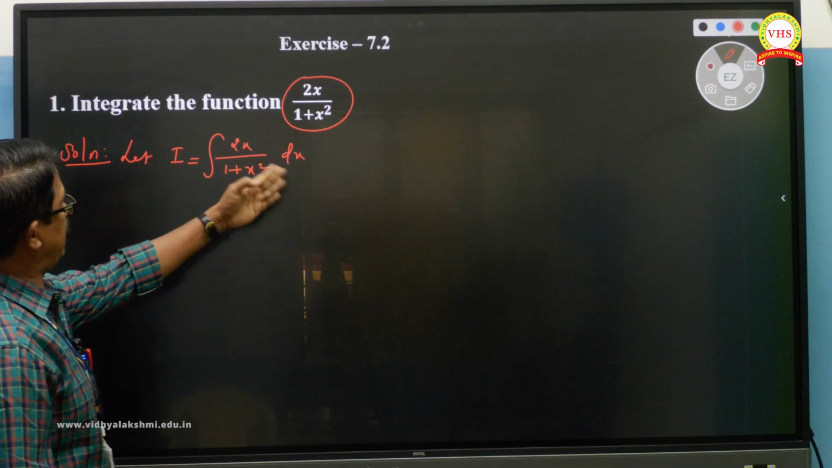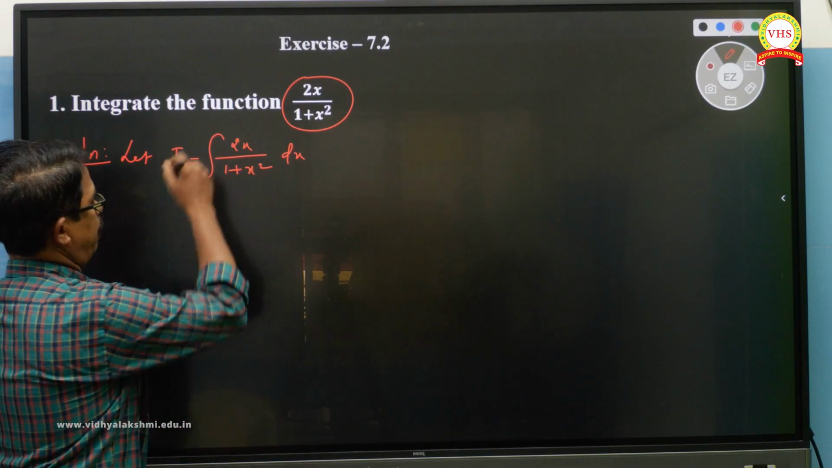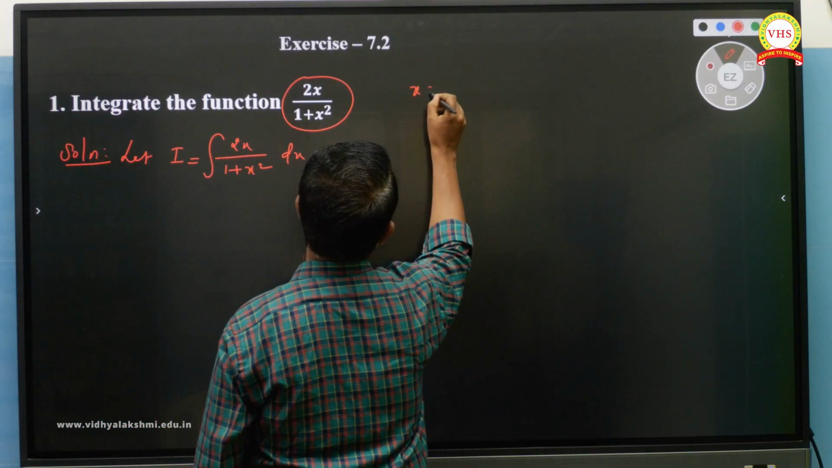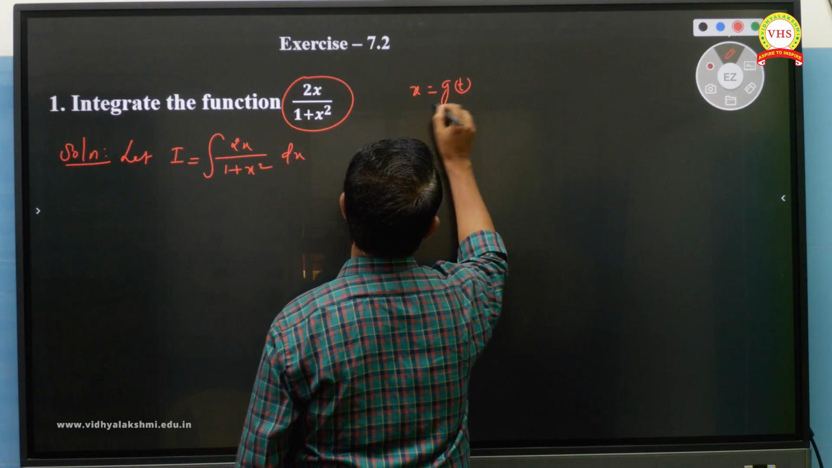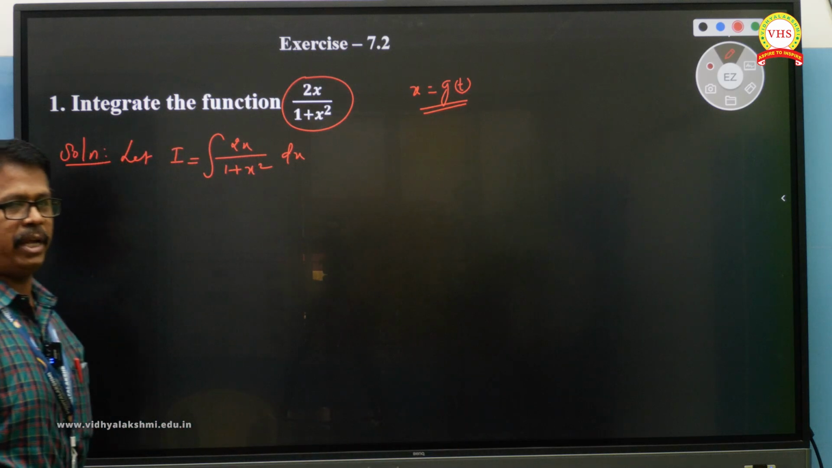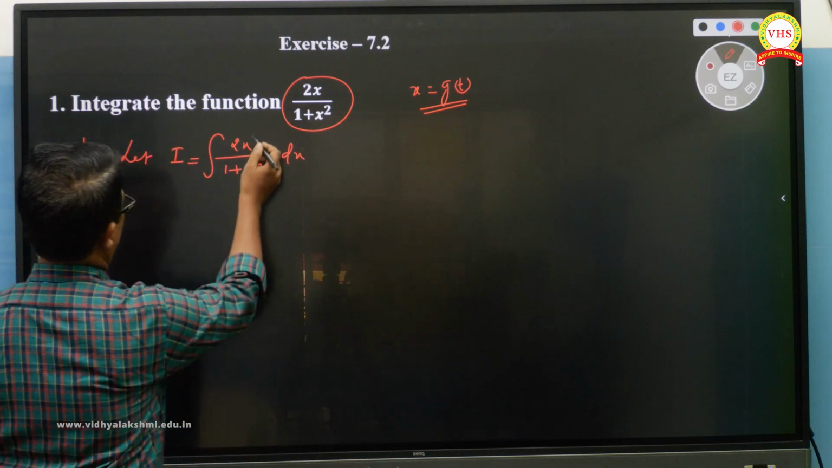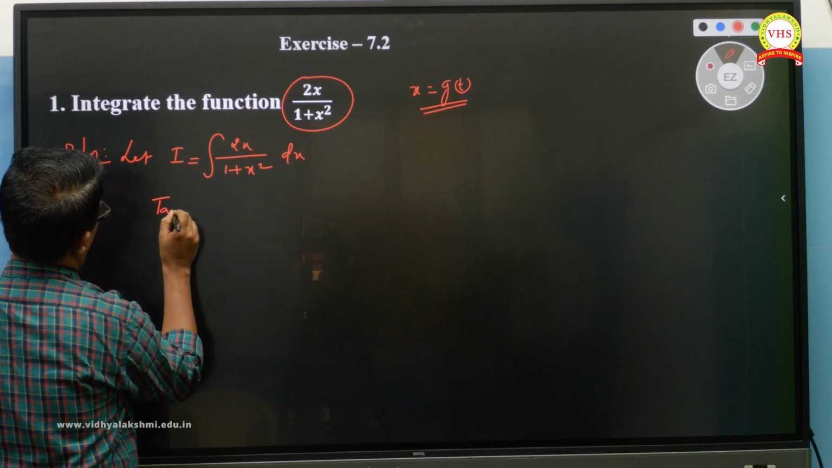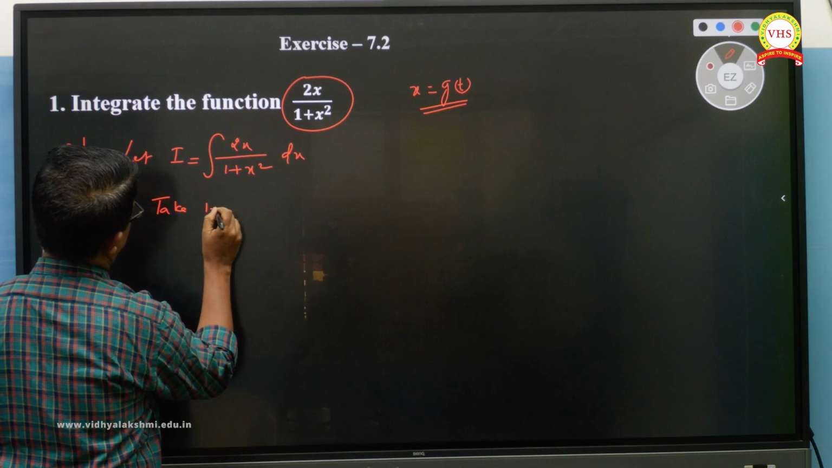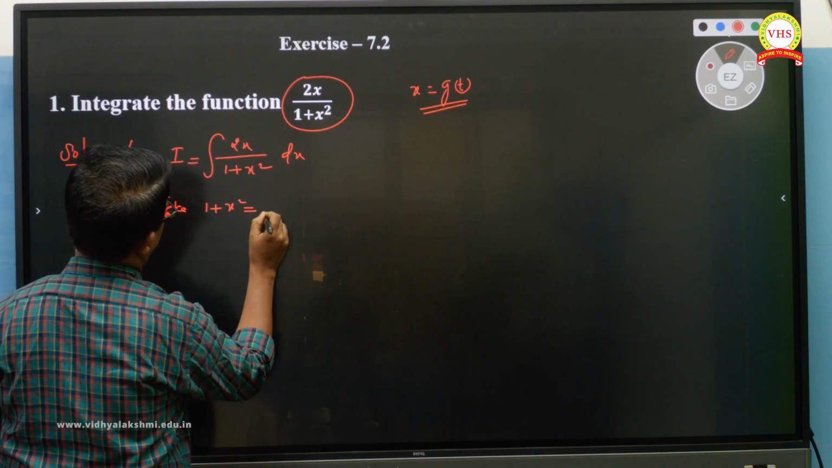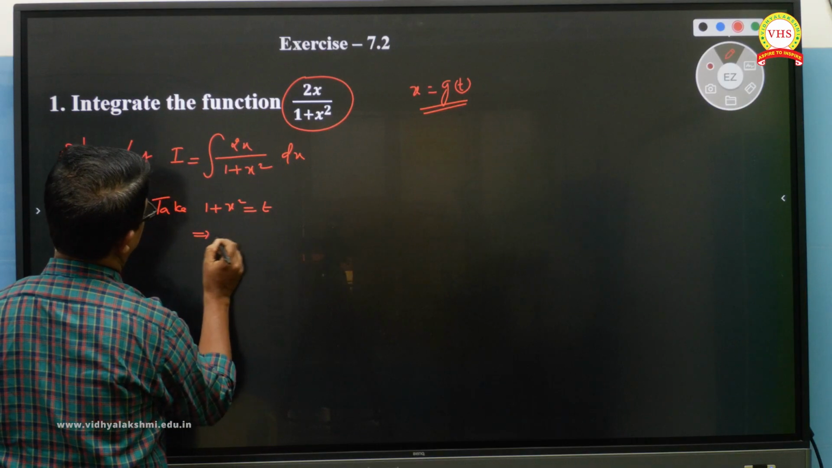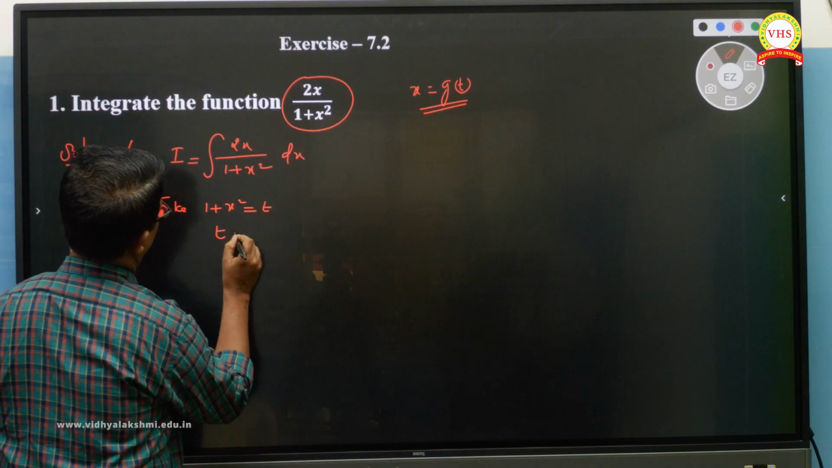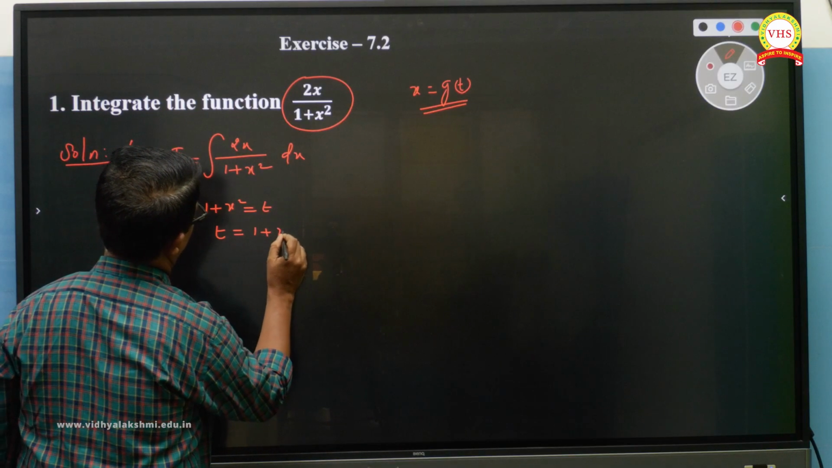So look at this integral, 2x over 1 plus x square dx. We are unable to find the direct value. That's why we take x equal to g of t, the independent variable changing into a third variable. Likewise here I am going to consider 1 plus x square equal to t, or sometimes it is directly easier to take t equal to 1 plus x square.